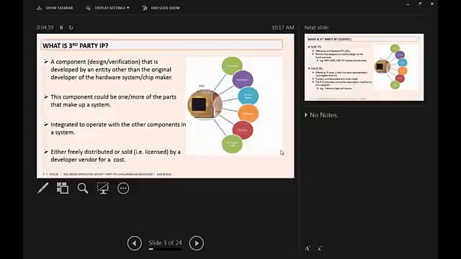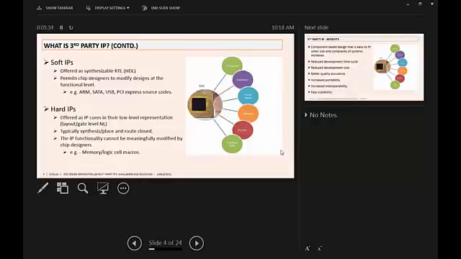And when you source a third-party IP, there are two choices available to us. It can be freely distributed, something like open source, or it can be licensed from the third-party developer for a cost. So in the context of this presentation, that's what the third-party IP is. There are other definitions of the third-party IP, but what we discuss is centered around this definition. Next slide, we continue with the third-party IP.